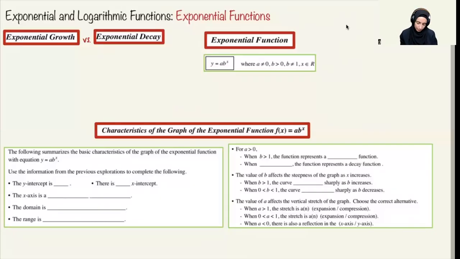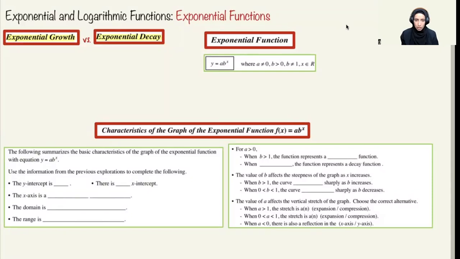So we're looking at exponential and logarithmic functions, and in this video, we want to talk specifically about exponential functions. When we talk about exponential functions, I want to break it down. We want to explore two types of exponential functions, one where we have exponential growth and the other where we have exponential decay. Now let's talk about exponential growth first.